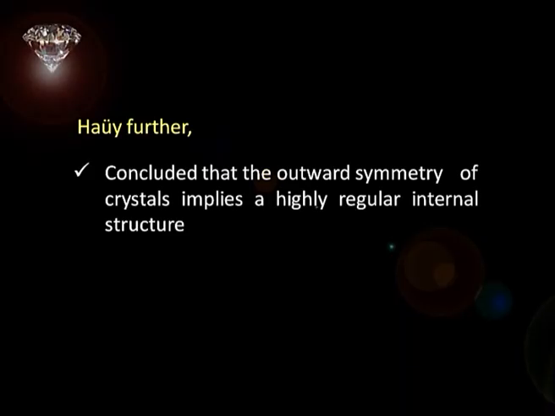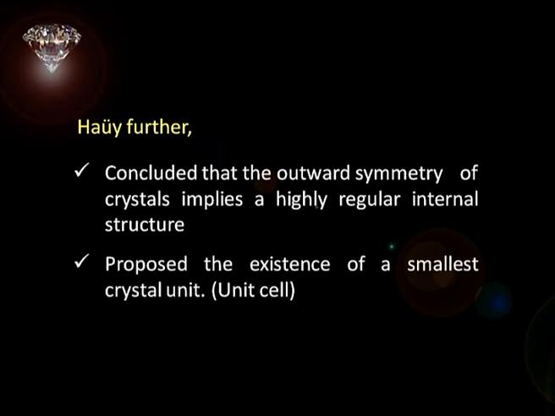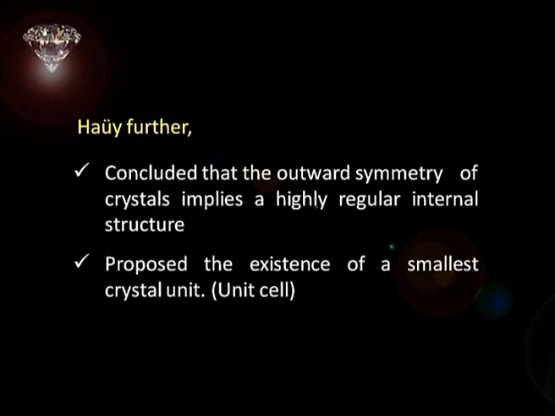But going further, Haüy made a very crucial observation, or rather prediction. He concluded that the outward symmetry of a crystal implies that it has to have some kind of regular internal structure. In principle, he proposed the existence of a small crystal unit. That means, if a large crystal is to be formed, at its basis there will be some small ordered arrangement that will grow up to give you a large crystal, and that small thing we nowadays call the unit cell.